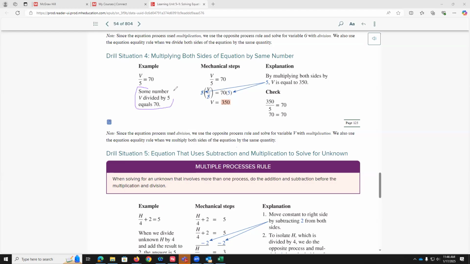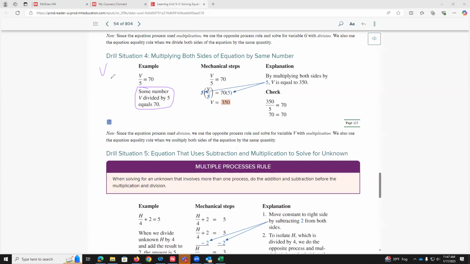Okay, so let's take a look at this drill situation number 4. Our word problem this time says some number, which we're going to call V, like Victor, divided by 5 equals 70. And so we've got an example of that. V divided by 5 equals 70. All right, so we want to remember, I've got to get my letter by itself. And to do that, whatever I do to one side, I've got to do to the other. And to do that, I have to do the opposite. So this is V divided by 5. To get that V by itself, we're dividing here, so we've got to multiply.